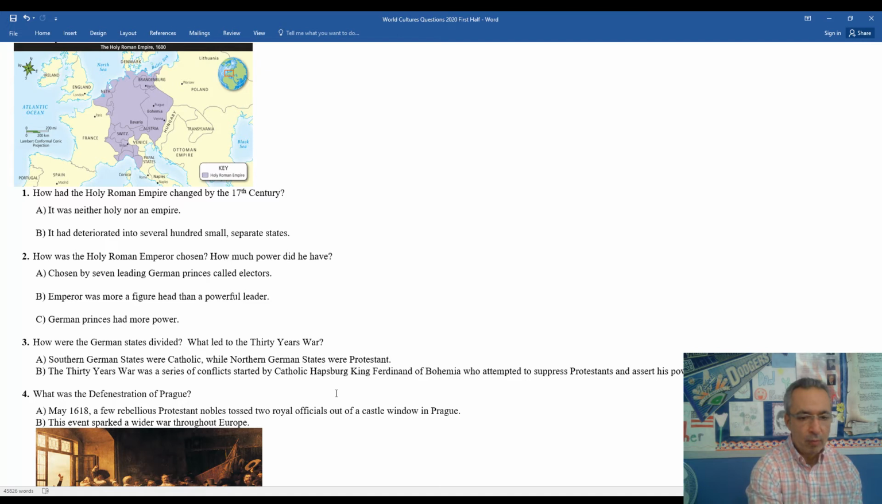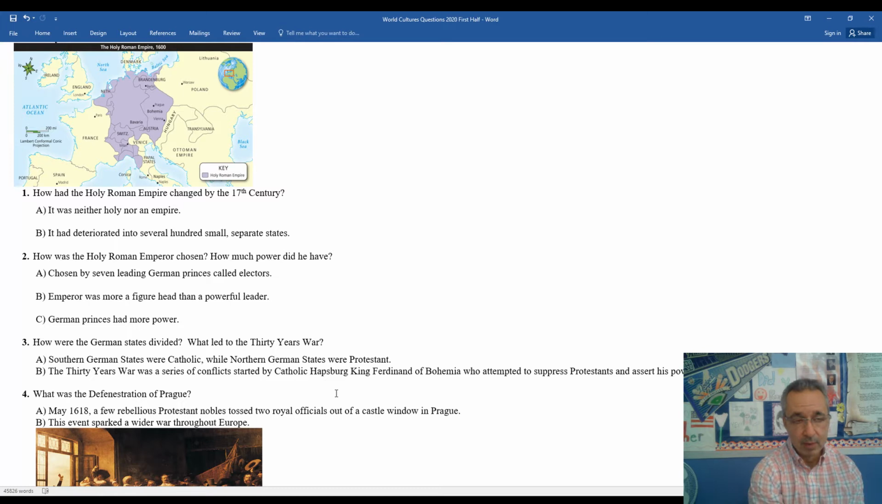Two, how was the Holy Roman Emperor chosen? How much power did the emperor have? He was chosen by 7 leading German princes called electors. Electors are people who are appointed to positions who then make decisions to vote or give counsel or guidance as to whom to vote for.